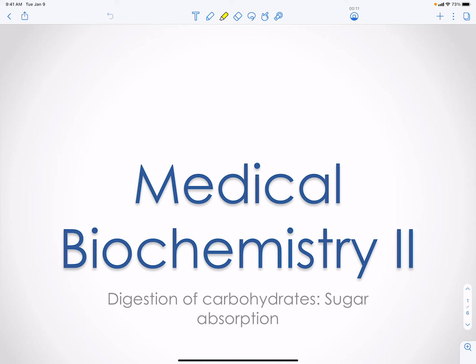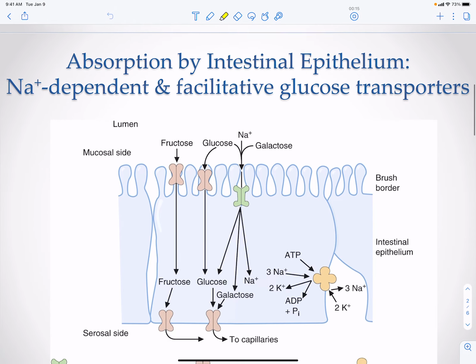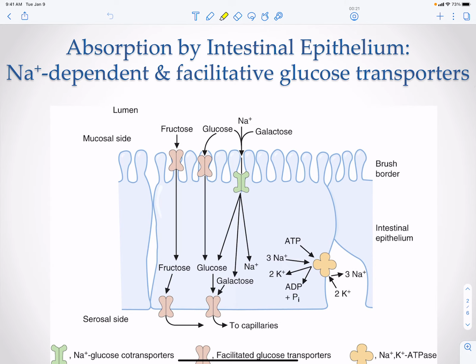Okay, so now we're going to talk about the absorption of our carbohydrates. Now, one thing to keep in mind about absorption of sugars is that not all of the complex carbohydrates that we digest are actually going to be digested at the same rate. Some carbohydrates lead to a near immediate rise in blood glucose, and that's a high glycemic index.